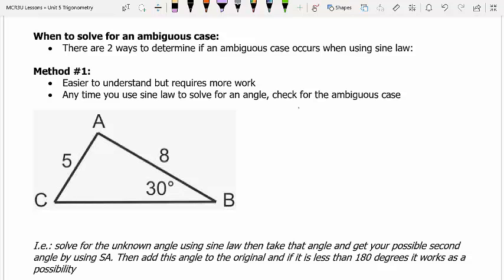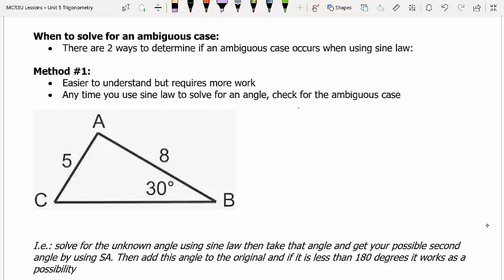You don't have to do any of that for this method. Okay, so this method is easier to understand, but unfortunately it's a little bit more work in the long run, because basically this method says that just to figure out if there's an ambiguous case or not, it just requires that every single time you use Sine Law to solve for an unknown angle, check for the ambiguous case. So you just have to do it every single time.